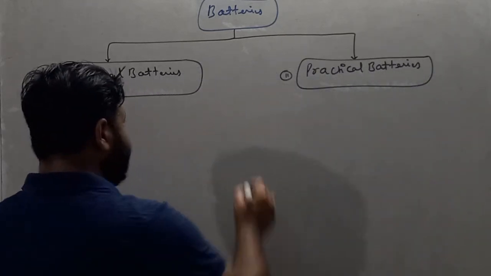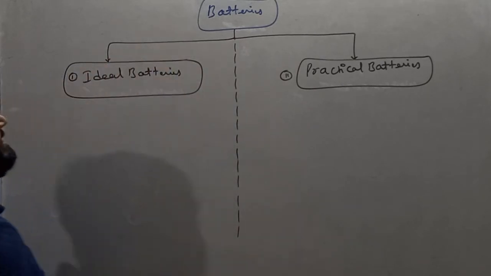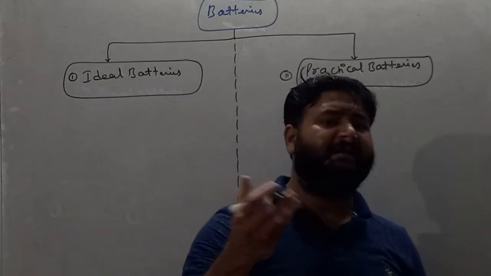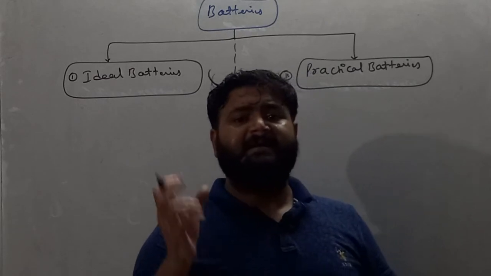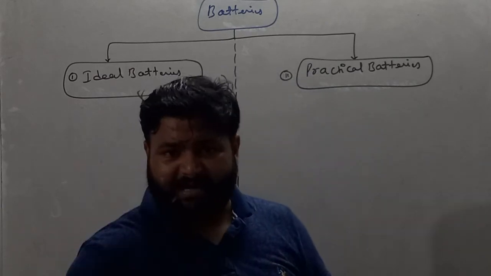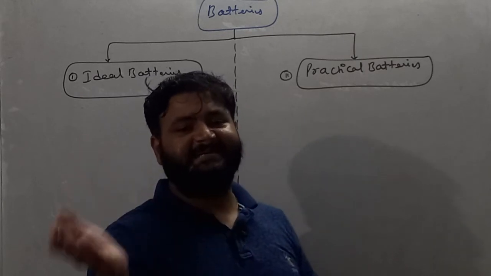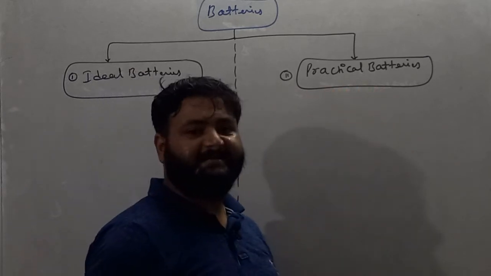See, the battery which is made in a circuit is considered to be an ideal battery, and the battery which is used practically in our remote, in any kind of electrical gadget in which a battery is there, is called a practical battery. Both the batteries are different, dear student. Now see what actually ideal batteries are and what actually practical batteries are.